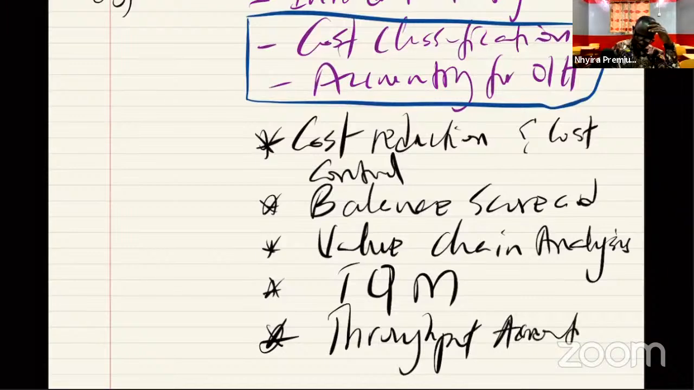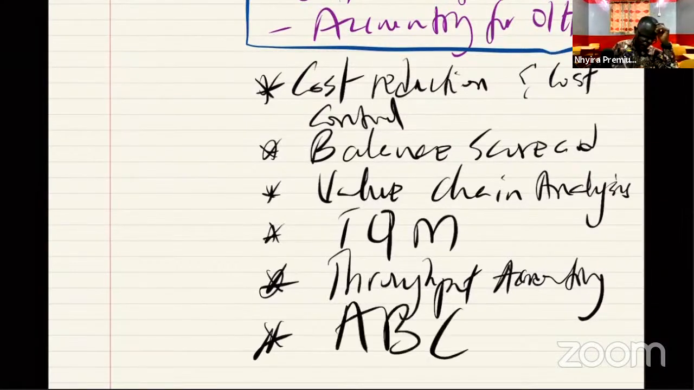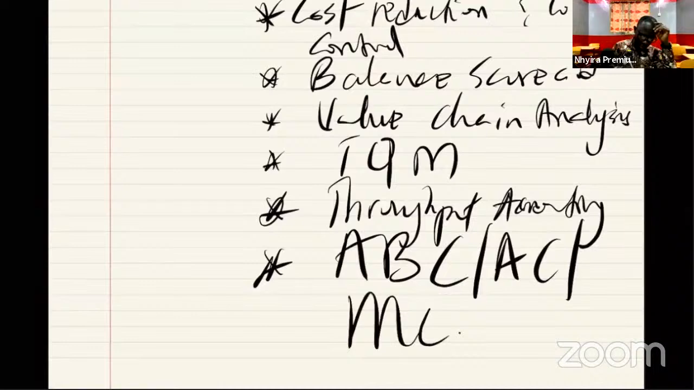Throughput accounting. And then the concept of activity-based costing. Now remember, as you are doing activity-based costing, absorption costing has to also be done, and marginal costing has to also be done. So that is the concept about some of those things that we need to cover.